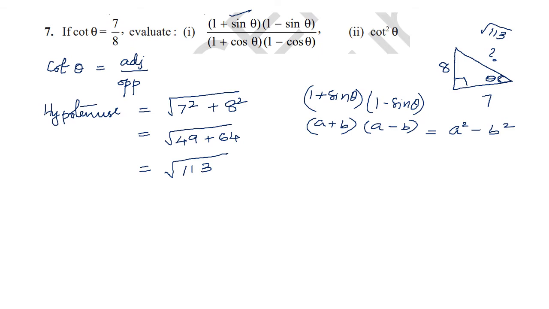So what do you get here? 1 plus sine theta into 1 minus sine theta is 1 square minus sine square theta, that is 1 minus sine square theta. This is how we write, okay. Sine into sine, we don't write sine theta square. It is sine square theta. It is a function, remember. So we are getting 1 minus sine square theta, and the denominator will be 1 plus cos theta into 1 minus cos theta.